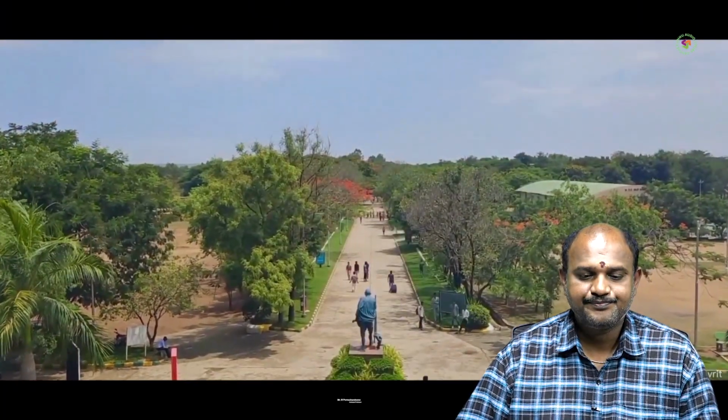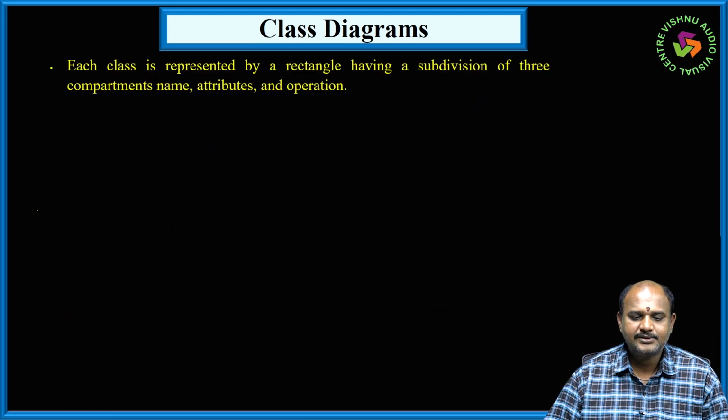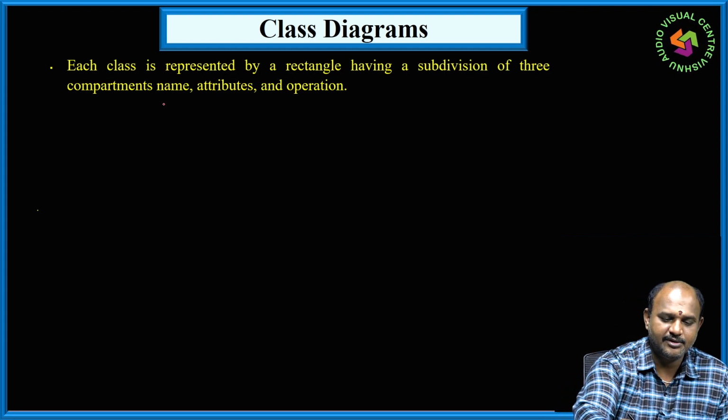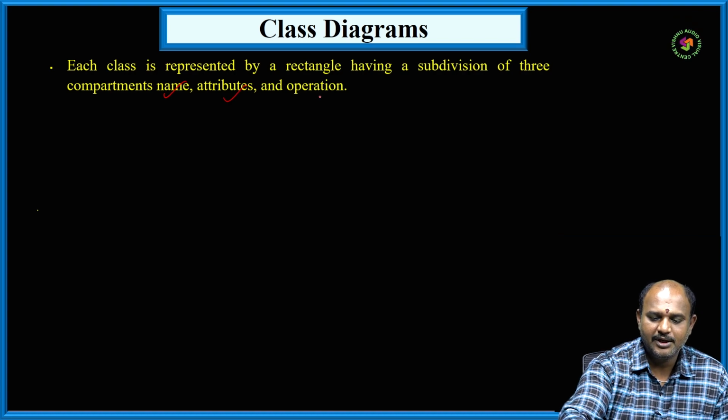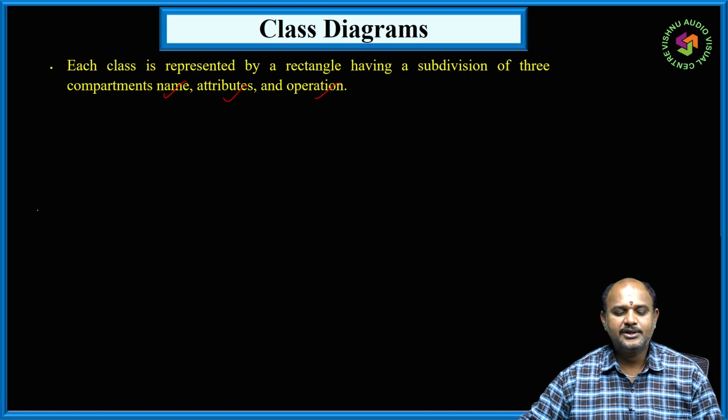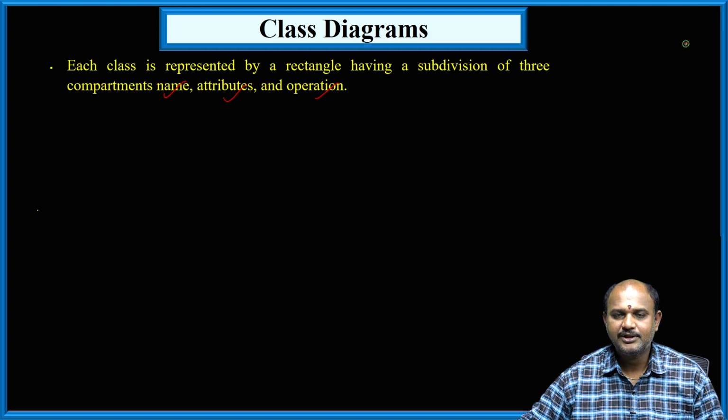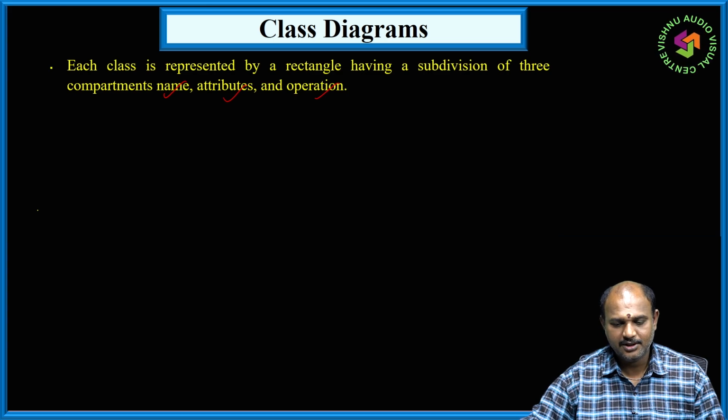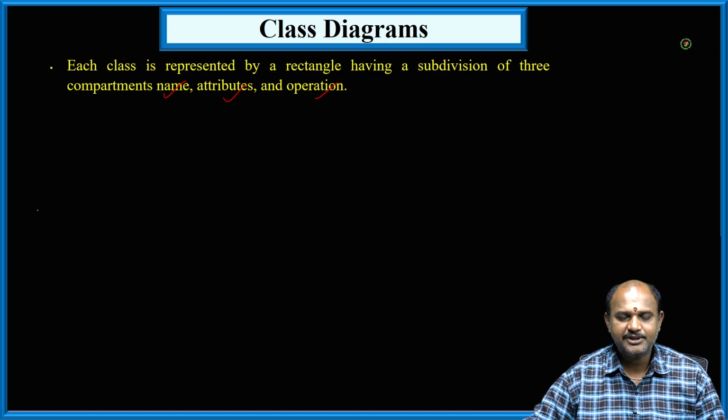So all are static diagrams. Now let's go to the class diagram. The class is represented with a rectangle, having a subdivision of three components. The first one is the name, the second one is the attributes, and the third is the operations. These are the elements we use in this particular class. So it is represented with rectangles.